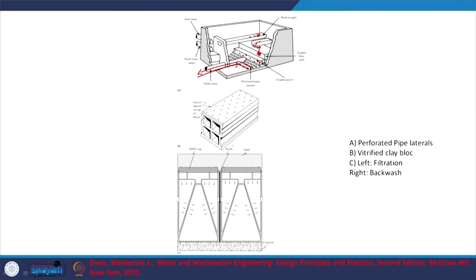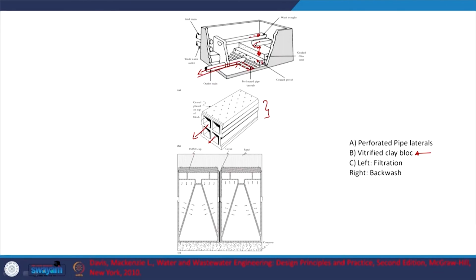And here at the bottom, what do we see? Here we had perforated pipes. You can also have vitrified clay blocks. So this is what they look like: gravel placed on top of block, and here you see the vitrified blocks through which your water is going to be collected here. And here I guess you have something called an IMS cap, right? Integrated media system, if I am not wrong.